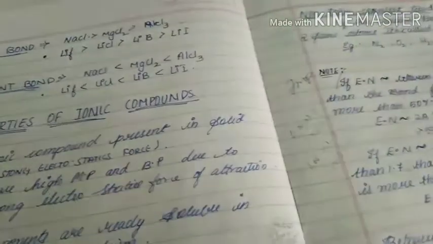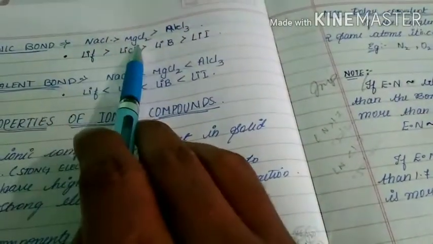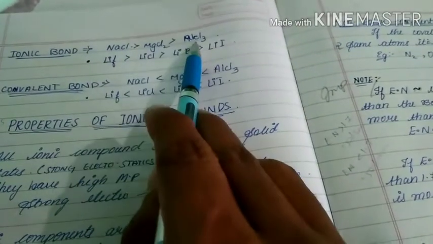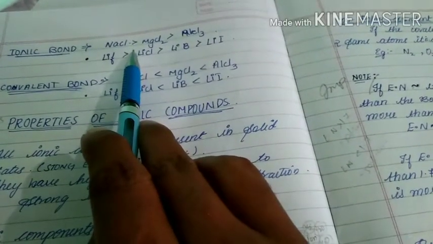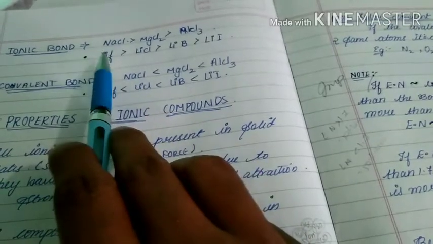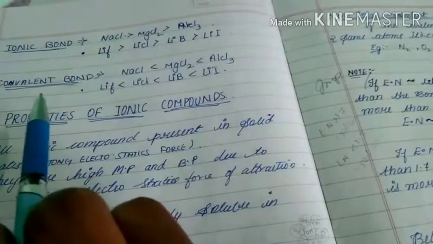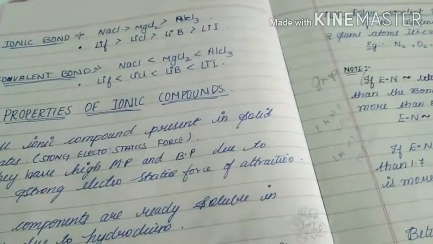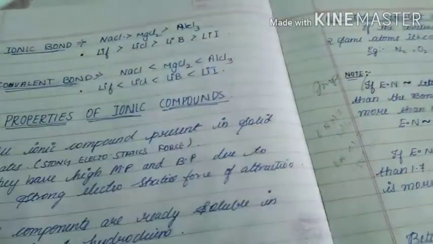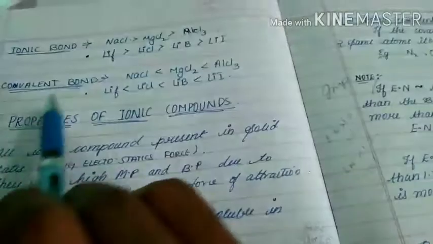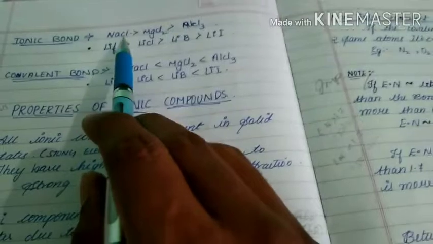See, they are NaCl, MgCl2, AlCl3. That means in these three cases, which is having more ionic character? That means in which case ionic bond, more ionic nature is there. That is our point. In which case less ionic nature is there. See, NaCl, MgCl2, AlCl3. What we have to think here?